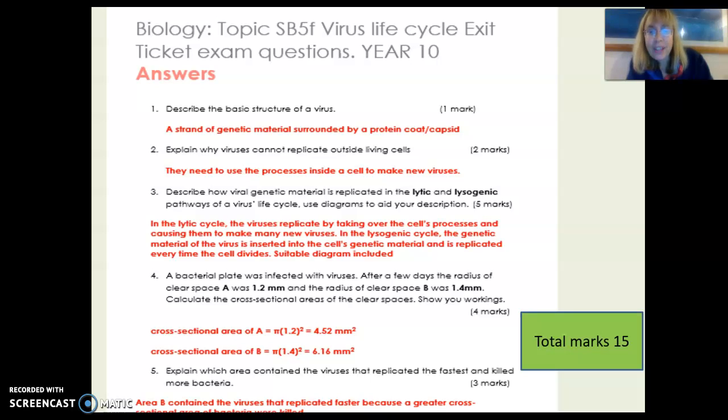Okay, now the last question. Explain which area contained the viruses that replicated the fastest and killed more bacteria. So I've got to look at my data. I've got 6.16, which is a larger area than 4.52. So area B contained the viruses that replicated the fastest. How do I know? Because a greater area, a greater cross-sectional area of bacteria was killed.